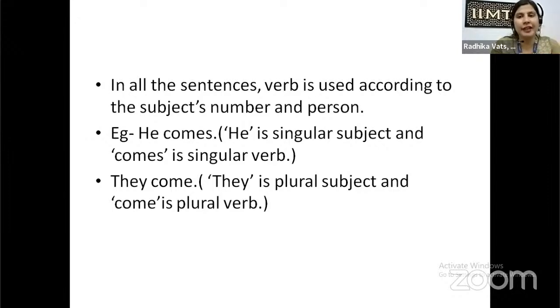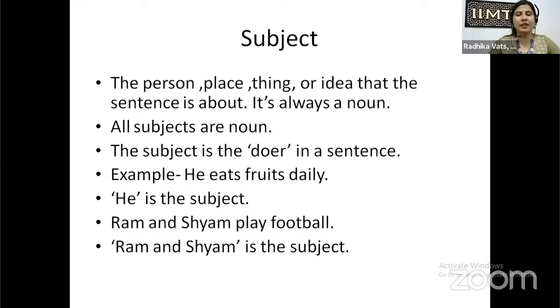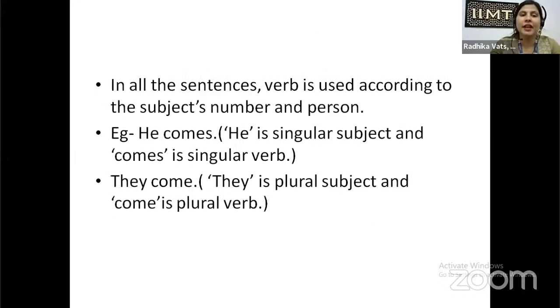Whenever we have to make a building, we know that in the blueprint we have to make a specific structure, otherwise the building cannot stand. On that note only, in English grammar also, we have subject and verb that play a very important role to make the sentence happen, right? So it's a very simple rule. The simple rule is, in all sentences, the verb is used according to the subject's number and person, right?